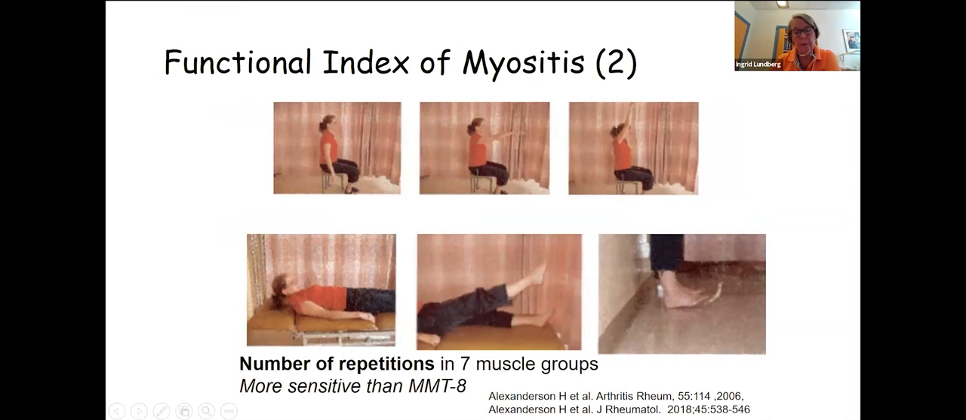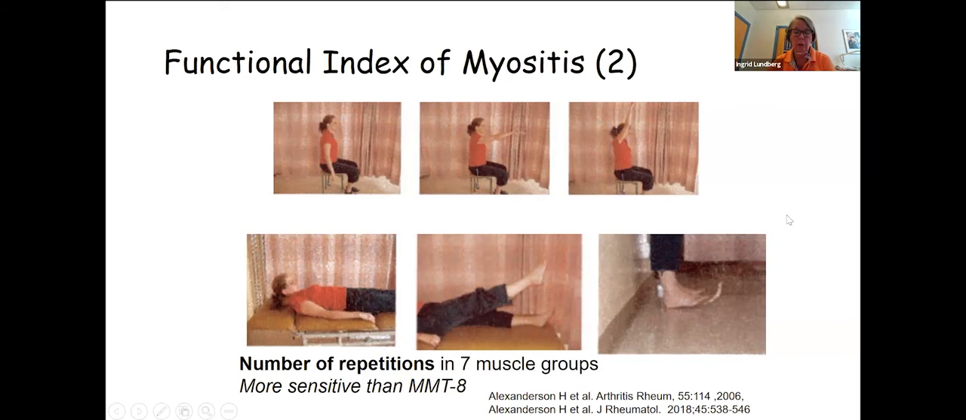A weakness of the manual muscle test is that it has a ceiling effect. So patients may feel that they are disabled, but on the test they have almost the maximum score. This was one of the reasons for the development of the functional index of myositis. And there is now even a shorter version. This is the functional index 2. It measures the number of repetitions in 7 muscle groups. And this is more sensitive to detect limitations of patients. And this is something we can use in the clinic.